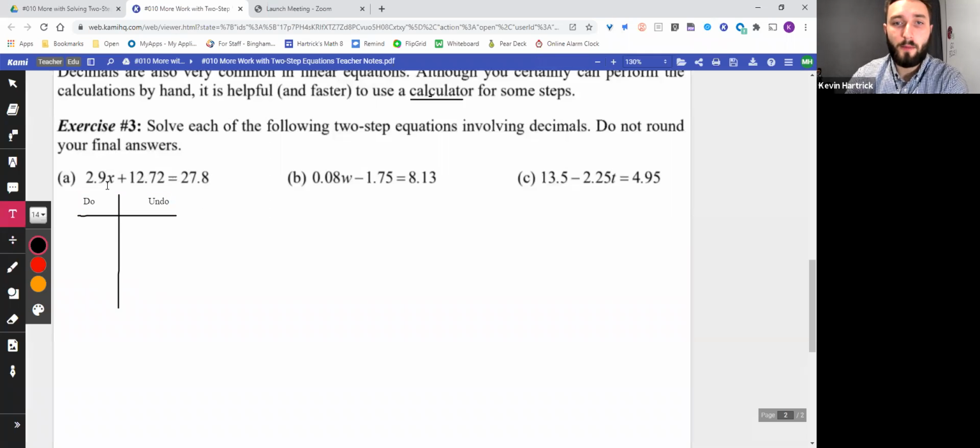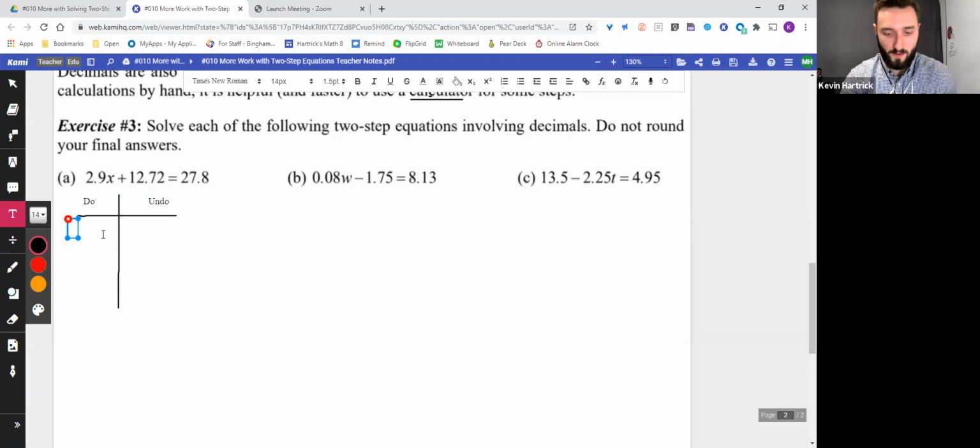So I have two operations here. I have the multiplication between the x and the 2.9, and then I have the addition of the 12.72. We know multiplication happens before addition, so the first thing that happens to this variable is multiplication by 2.9. And then after that, it is added 12.72.